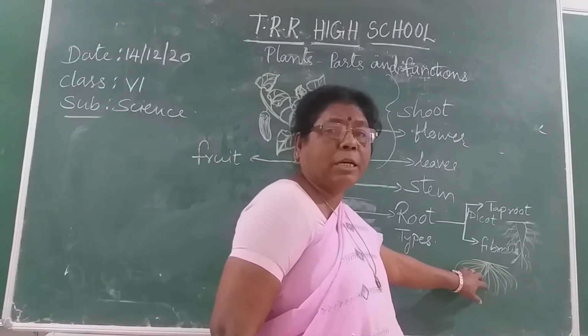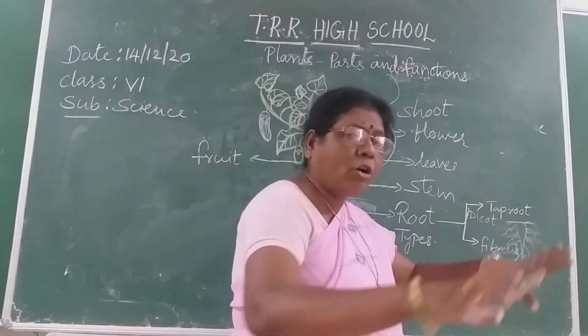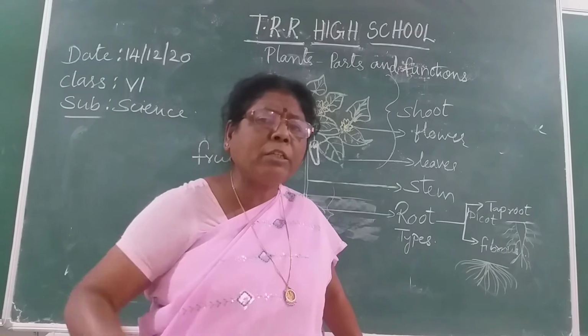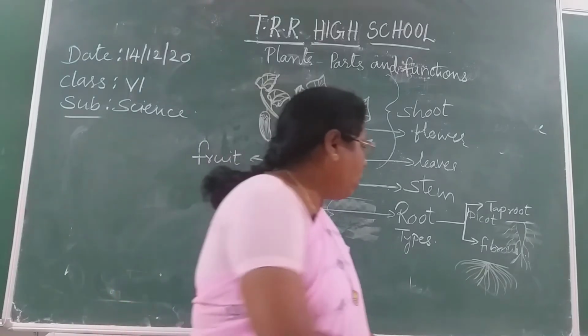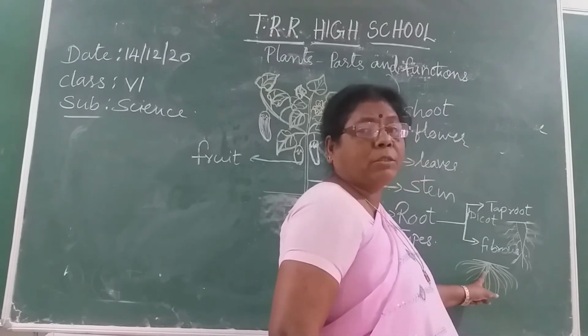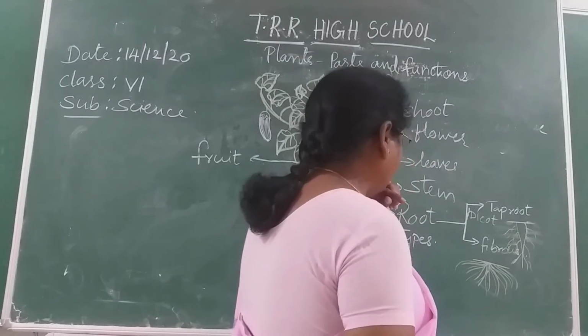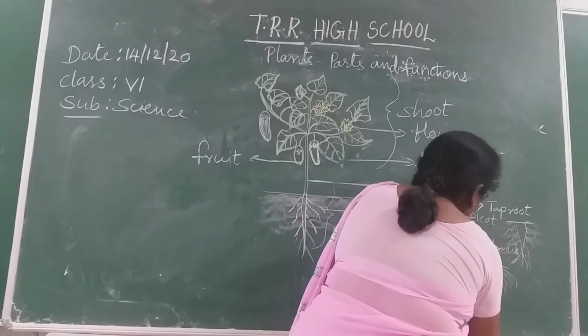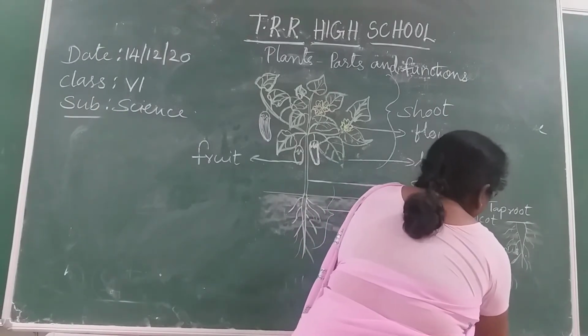The roots spread on the surface of the soil, and you can easily pull them out, isn't it? It's called the fibrous root system. The main root is absent in the fibrous root system. In which plants is it present? It is present in monocot plants, monocotyledons.